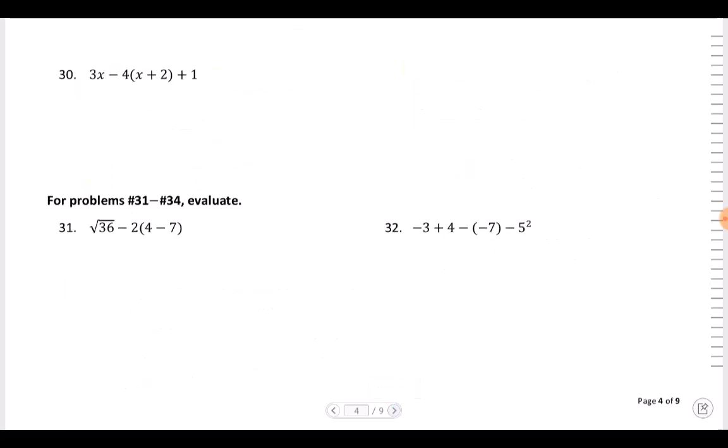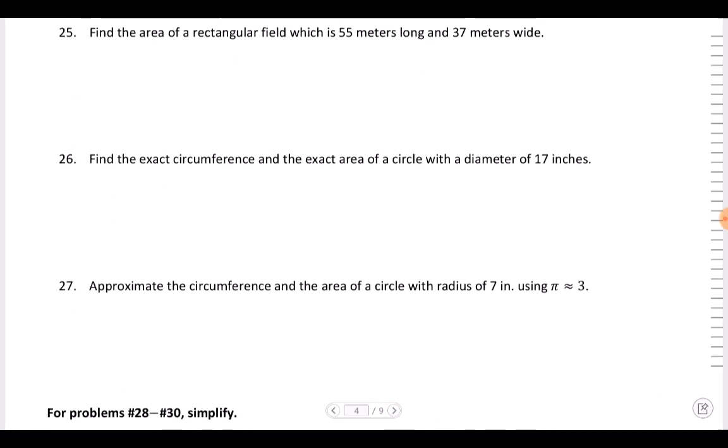All right, number 25. Find the area of a rectangular field, which is 55 meters long and 37 meters wide. Okay, so again, I don't know if we necessarily need the picture, but I'll draw it. And we're looking for the area here of a rectangle. So area of a rectangle is length times width. And my length is 55 meters. And then the width is 37 meters. So that's W there. Okay, so we just plug them into our formula.